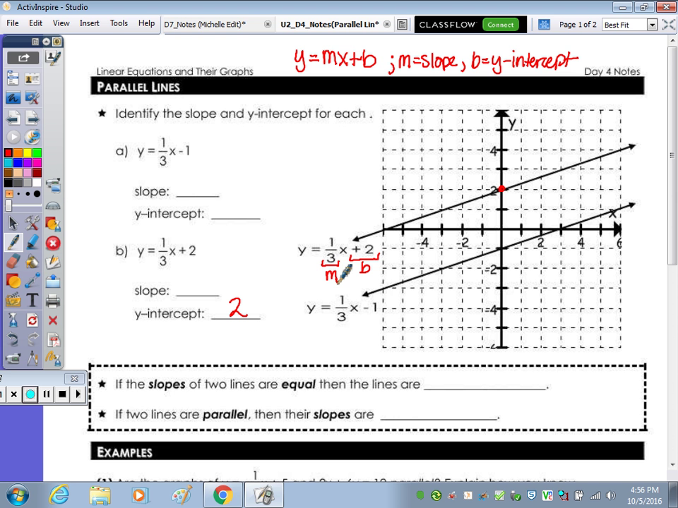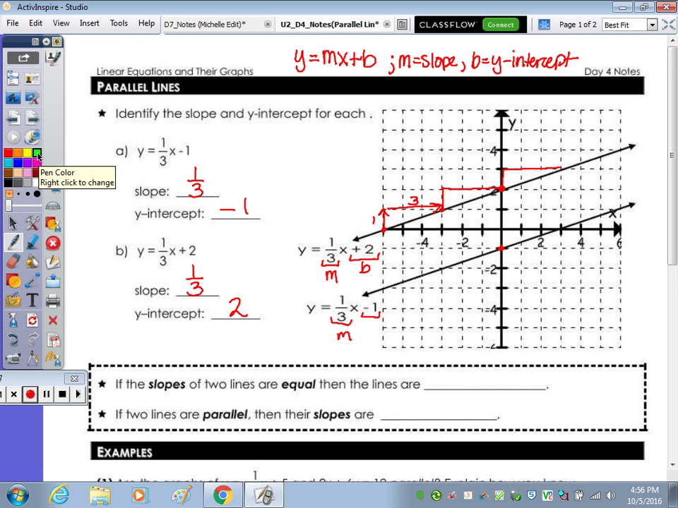It makes sense that, taking a look at two points on the line, we go up 1 over 3, up 1 over 3, up 1 over 3. So our slope is 1/3. The line that's parallel below it, 1/3 x minus 1, has a different y-intercept, crossing at negative 1 instead of 2, but you notice it has the same slope. So the slope is 1/3.